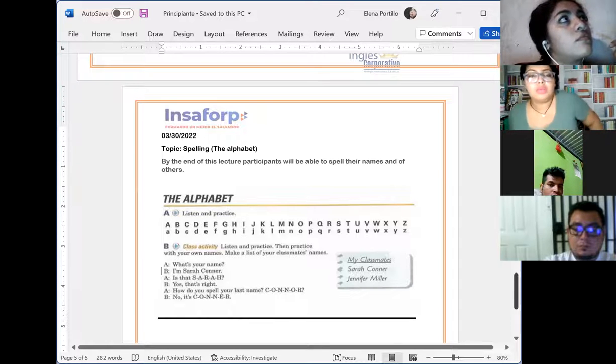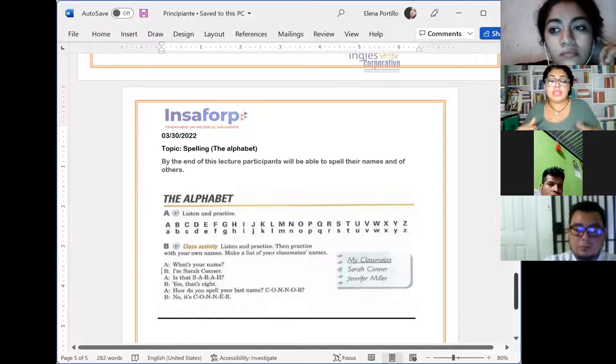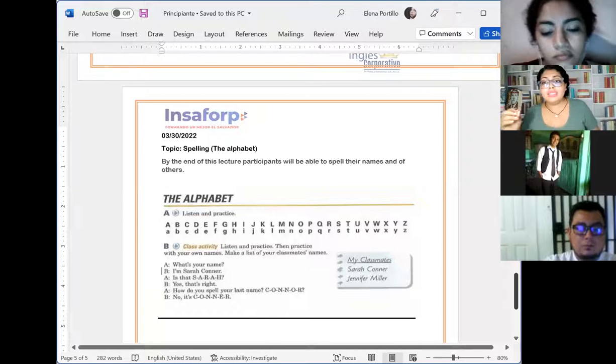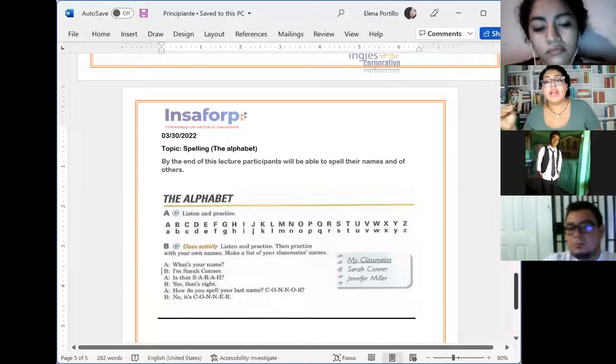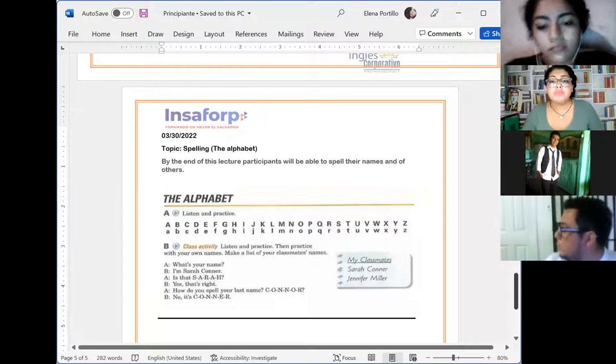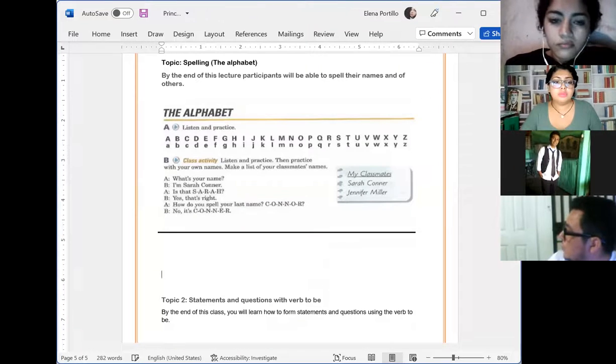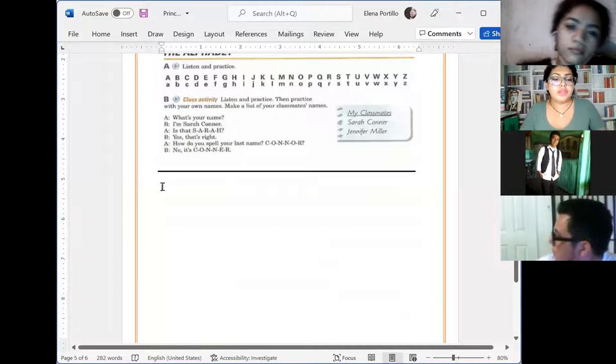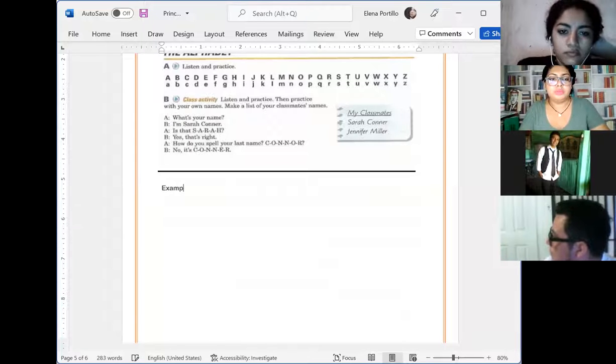Because in that case, when we are talking about our names with a native speaker, they don't have this kind of last name like we have here in El Salvador. So it's necessary to learn how to spell our names. And here we have some examples. Let's move this because we are going to do it like this. So we have here the examples.